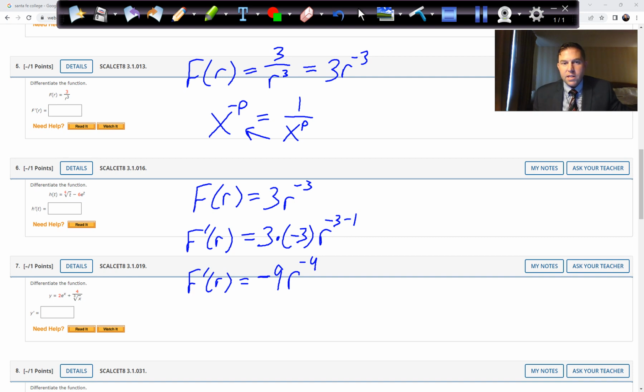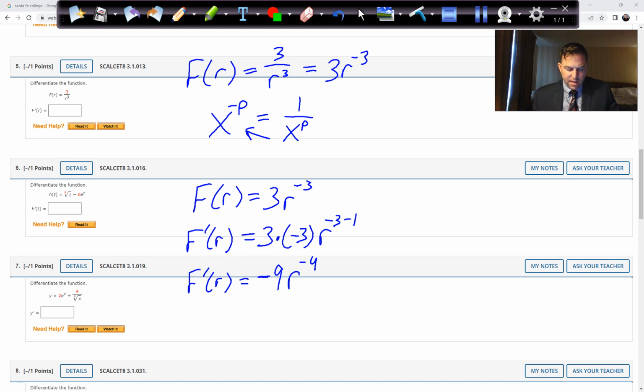So when the powers were positive, they shrank. Power 5 became power 4, power 6 became power 5. But in negative powers, they actually get bigger. So it's, well, more negative. So a negative 3 power is going to turn into a negative 4. But the rule has not changed. We still subtracted 1 from the power. Bring the power down, subtract 1 from the power.